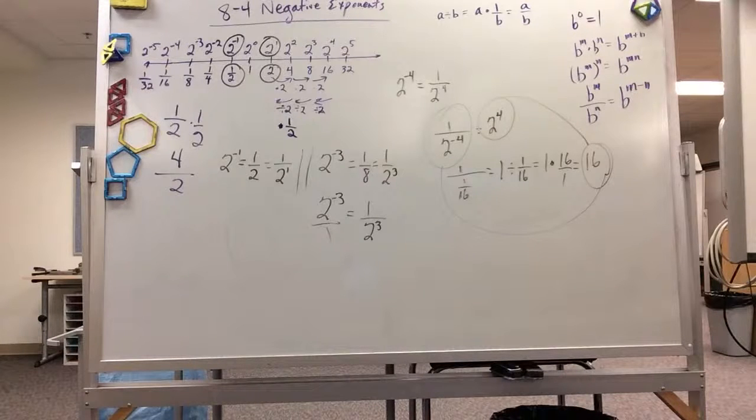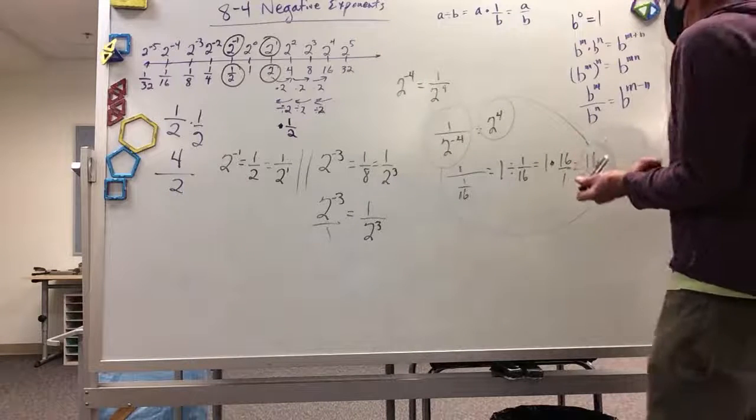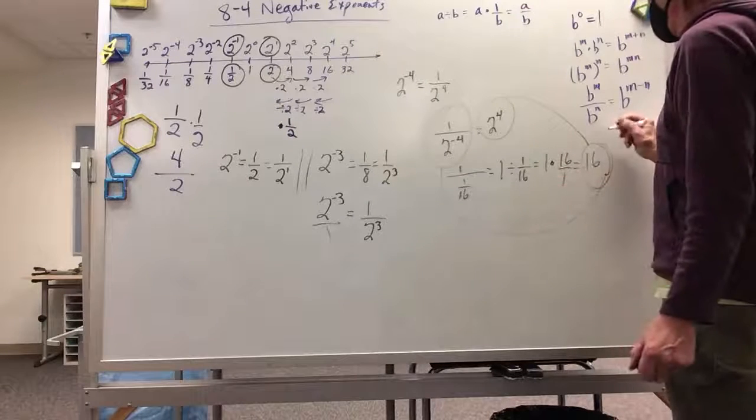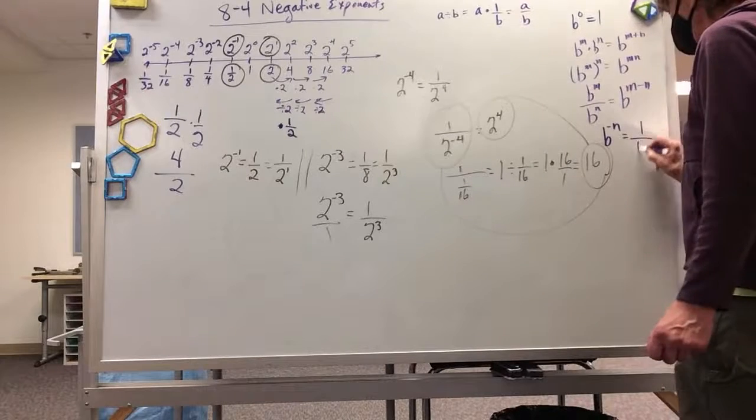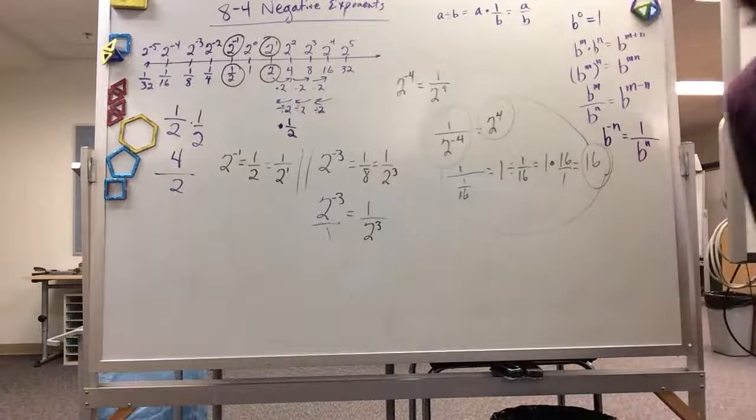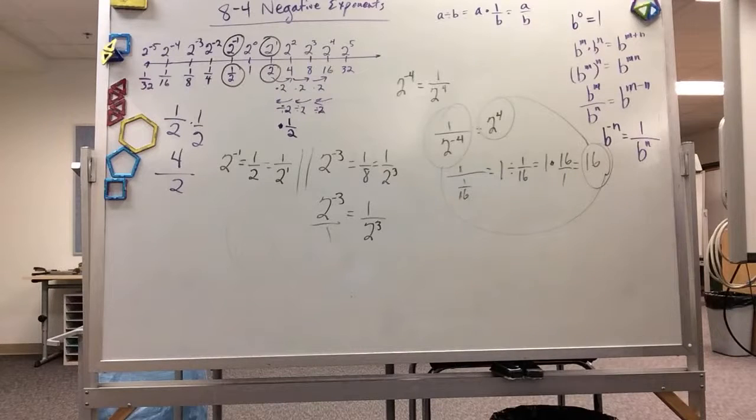That's the negative exponent property. Then it's a matter of using it. So let's write it over here. So b to the negative n is equal to 1 over b to the positive n. That's the negative exponent property. And it gets used a lot. It gets used in scientific notation, it gets used in chemistry, it gets used in physics a great deal.